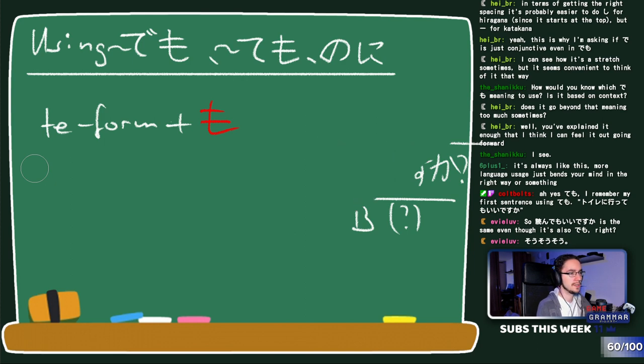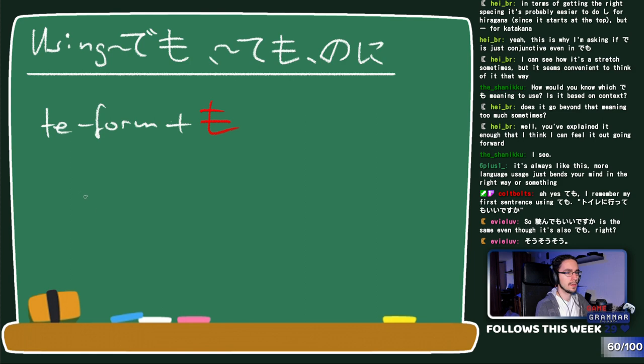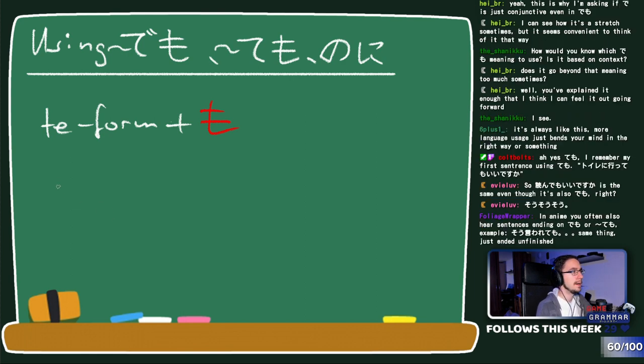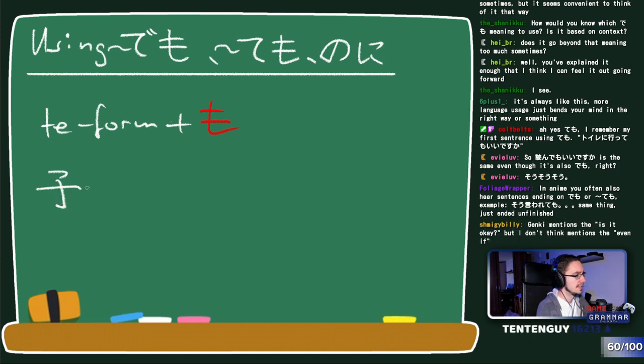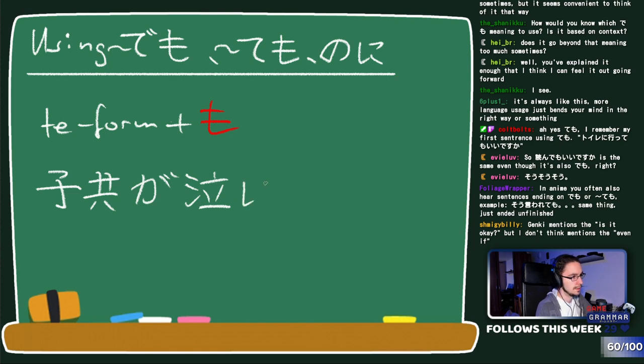I'll make an example with one that's de. Actually I don't have one with de, but I've just thought of a really cool one with te as well. So maybe we could have something like, kodomo ga naitemo, shikata nai desu.